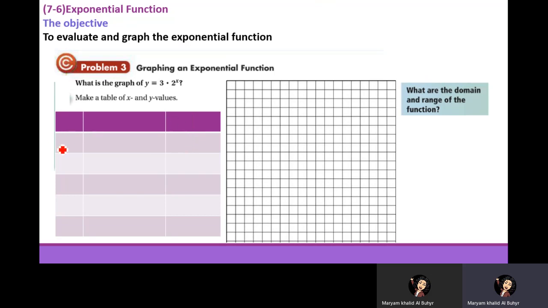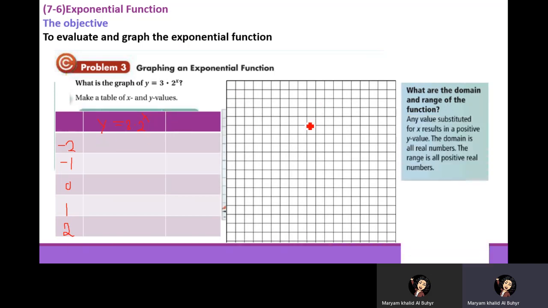I told you to use just five values: two values on the right and two values to the left. So I told you to use -2, -1, 0, 1, and 2. You just need to substitute them in your main function, which is 3 times 2 to the power x. You are going to replace these, and I did this with you in the previous video.